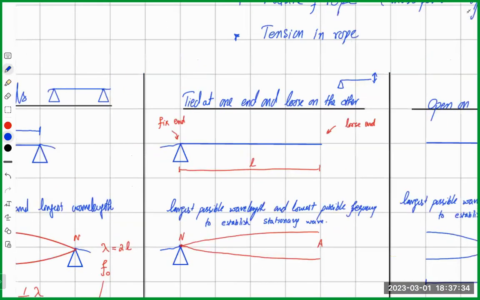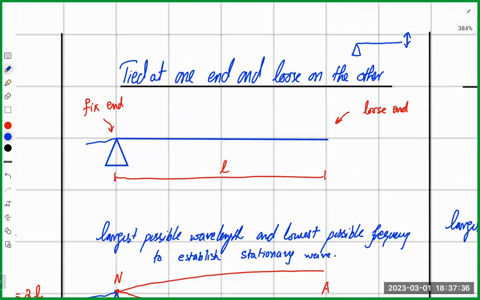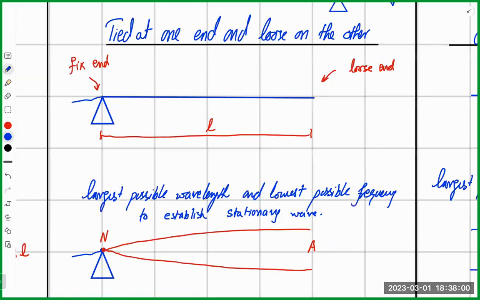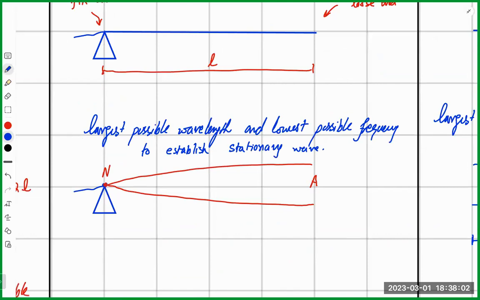Now the second possibility is if we have a wave tied on one end. On one end, the wave is tied. On the other one, it is open. It can move up and down. So in this case, we must have a node on the tied end and an antinode on the open end. So this is the first possible wave that we can produce.